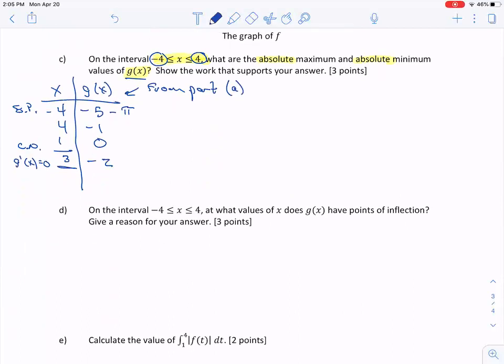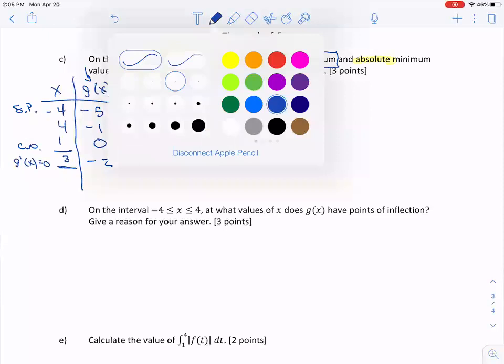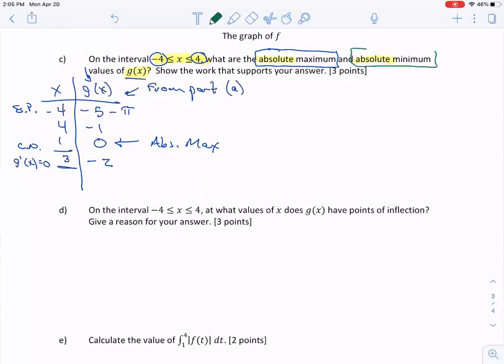Okay. Now, I want the absolute maximum. So again, I'm looking for not the x value where the absolute max occurs, but the absolute max itself. So I'm looking in my g at x column. I'm looking for the largest value, and there it is right there. 0 is my absolute max. And now I want the absolute minimum value. Well, that looks like that's going to be -5 minus pi. That's my absolute minimum value right there.